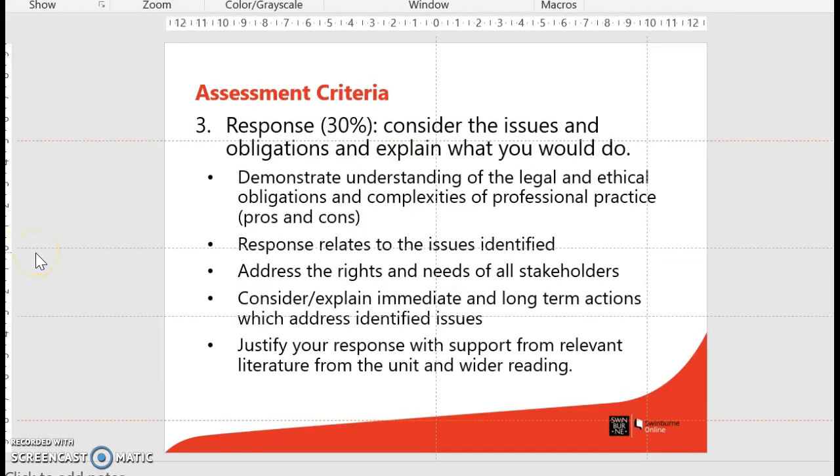The third criteria is response, and this is worth 30%. So you want to consider the issue and obligations and explain what you would do. You would demonstrate your understanding of the legal and ethical obligations and complexities of professional practice.